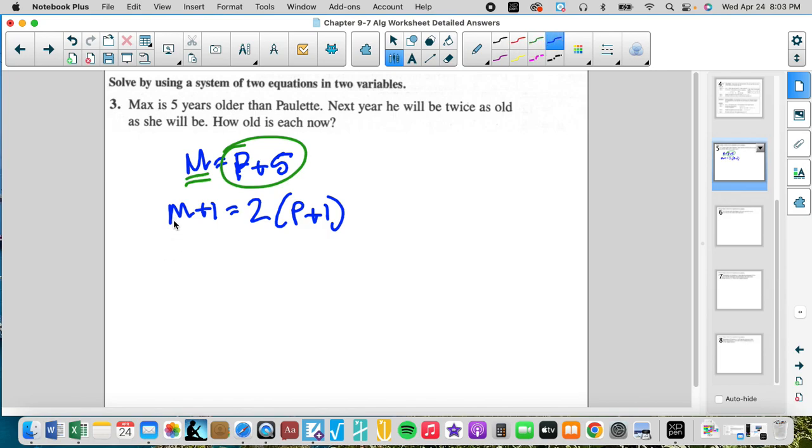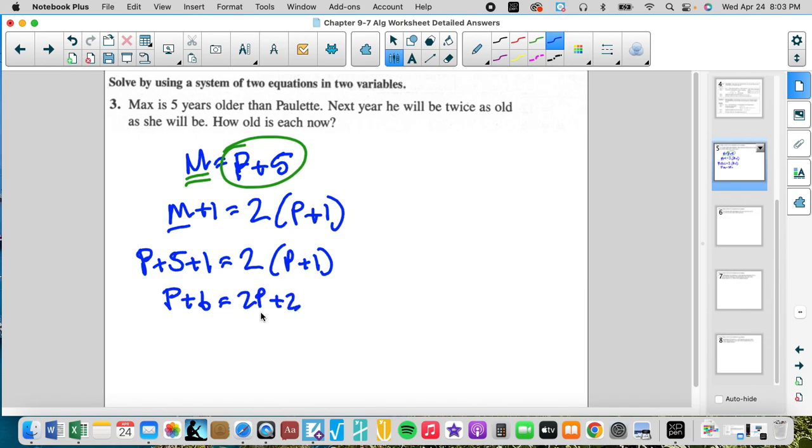So let's take M and plug in P plus 5 plus 1 equals 2 times the quantity P plus 1. We only have 1M. So that's going to be P plus 6 equals 2P plus 2, minus P, minus P, minus 2, minus 2. 4 equals P. So Paulette is 4.